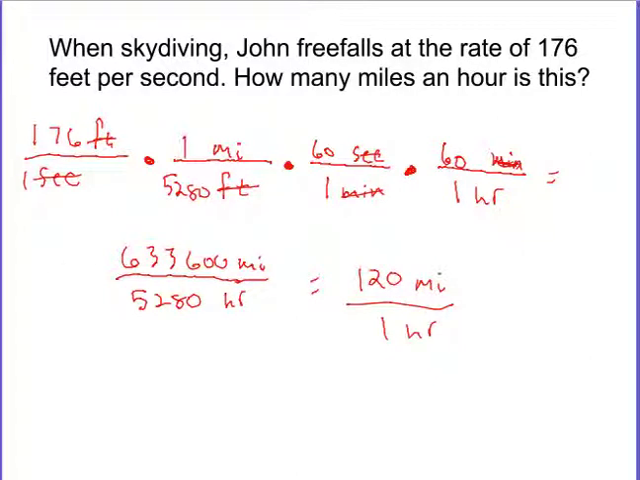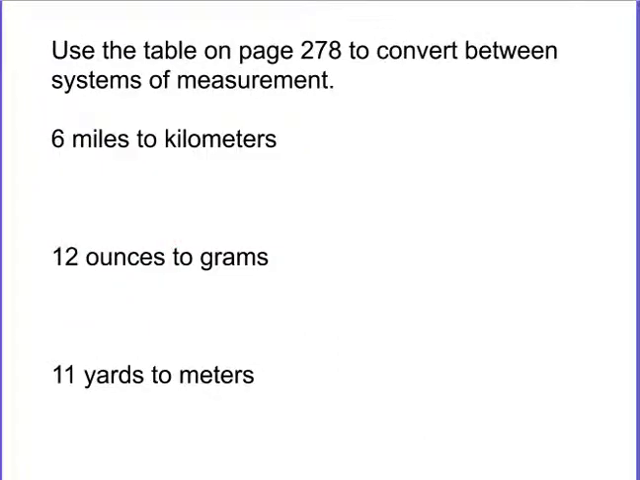All right. Now, on page 278, you have a conversion table in your book. Everybody open your books, page 278. You also have conversion tables in the back of your book, on the back cover, the last couple of pages. You can use both of those conversion tables. They're pretty much the same thing. Either one will work for you.